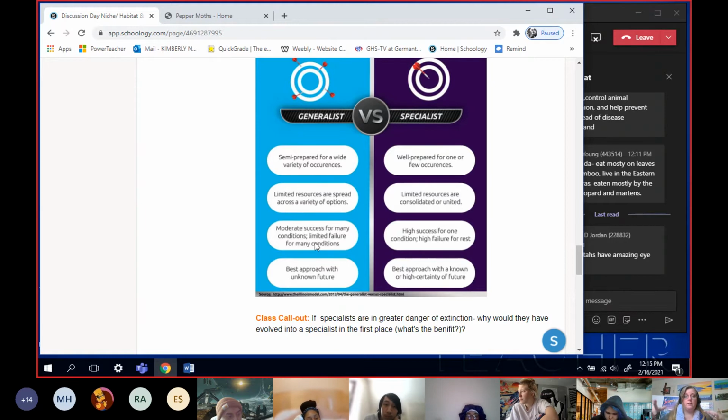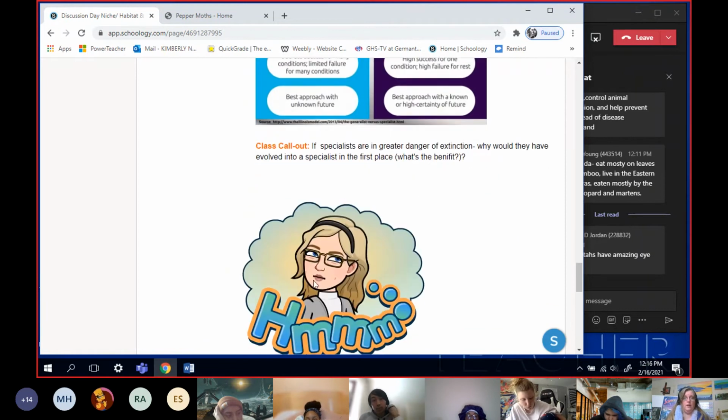All right, so the generalist, I'm doing that third one again. The generalist is going to have a good reproduction number in many conditions, with limited failure in many conditions. The specialist is going to have really high success only right here, high failure everywhere else. And so the generalist is going to be your best approach with an unknown future, and the specialist, if the future is certain and the environment is stable, is your best approach.